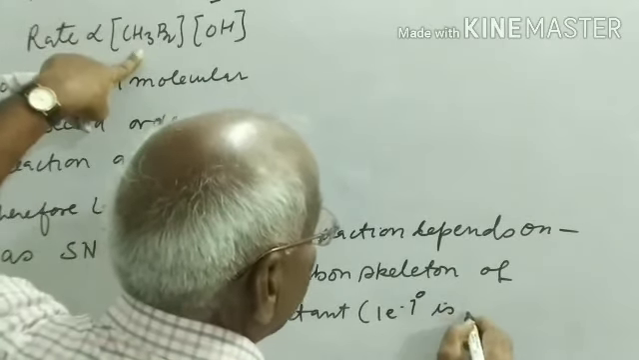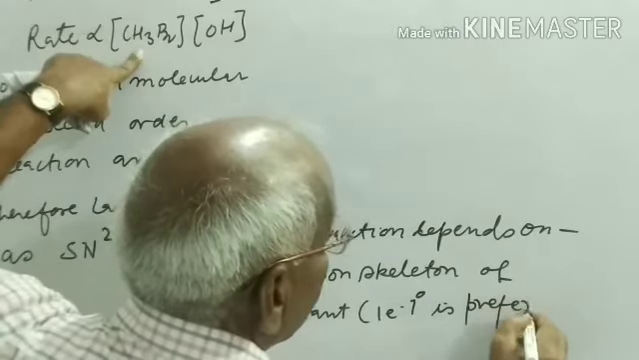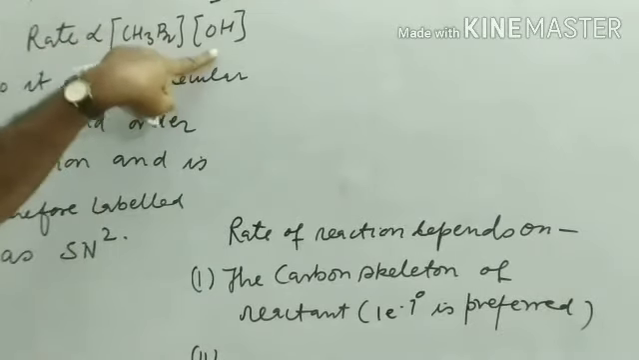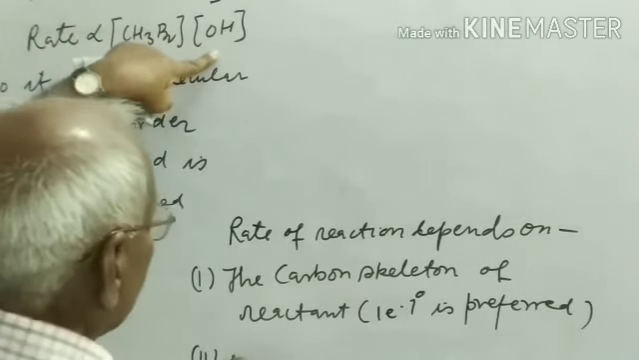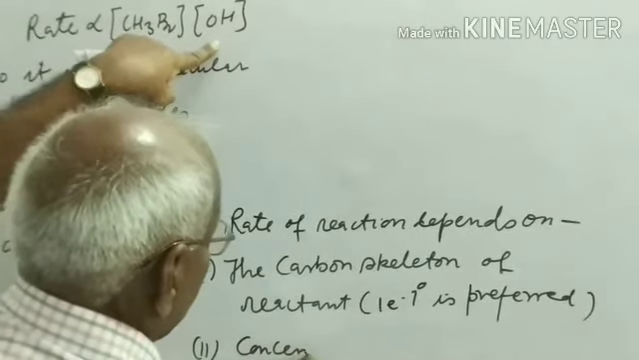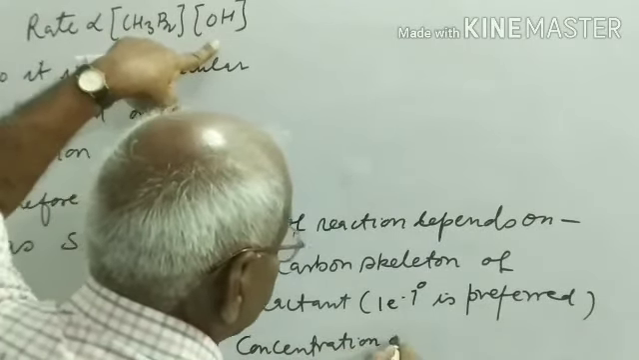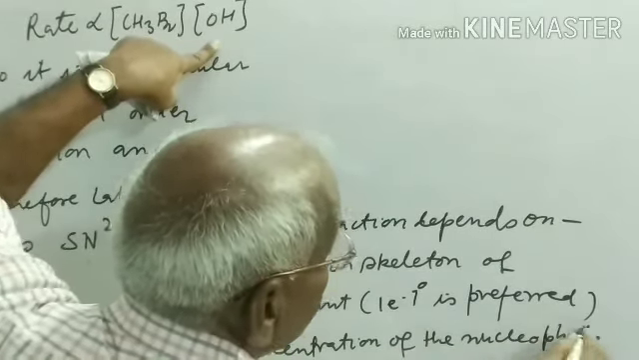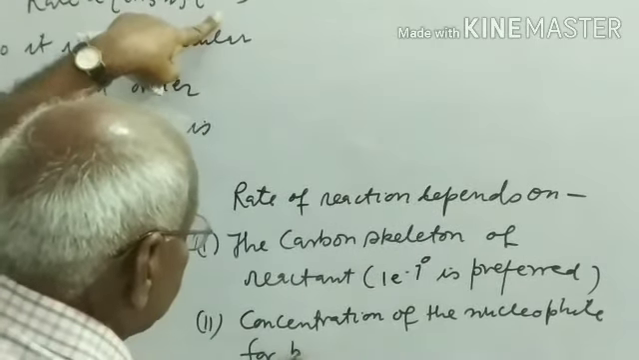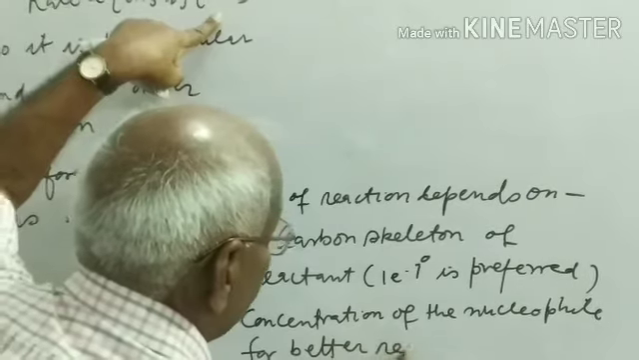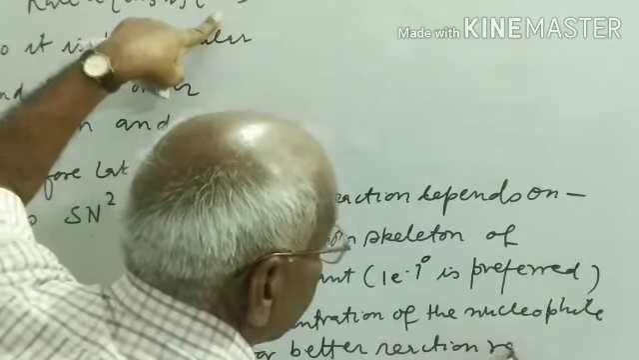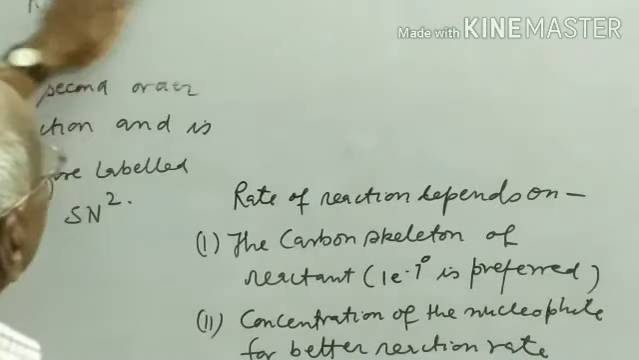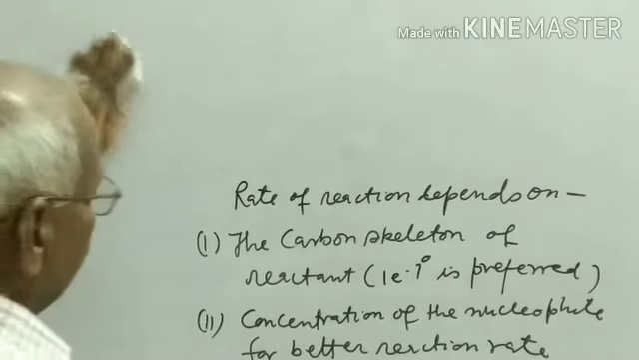1 degree alkyl halide is preferred. Secondly, in the rate equation the nucleophile is also present. So, the concentration of the nucleophile matters for better reactivity, for a better reaction rate. Two things. Thirdly, the leaving group. The third point is the leaving group.